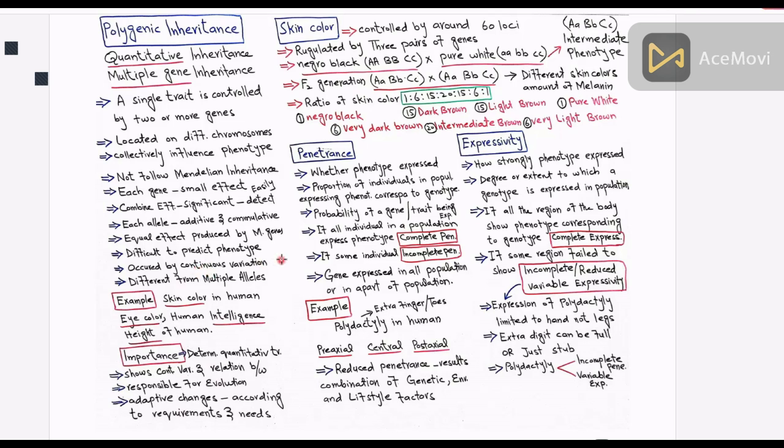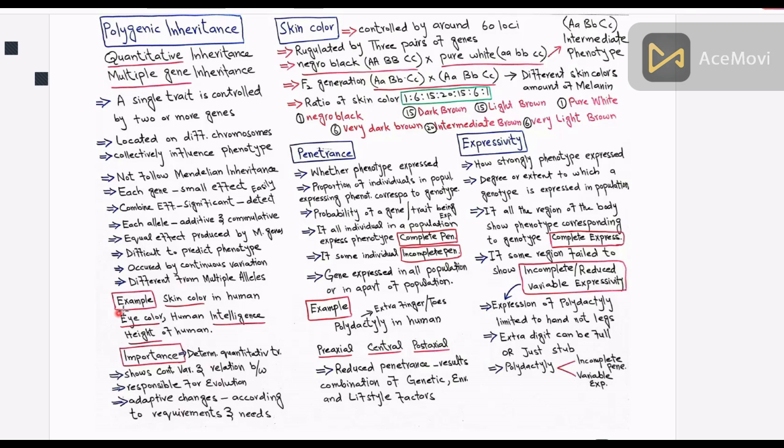What does continuous variation mean? Continuous variation is the gradual change in a character across a population. And polygenic inheritance is different from multiple alleles, because in the case of multiple alleles, we discuss more than two alleles present in a population. But in the case of polygenic inheritance, a single trait is controlled by two or more genes.